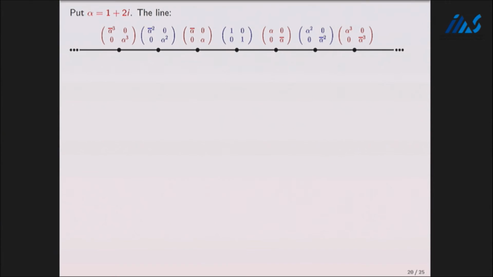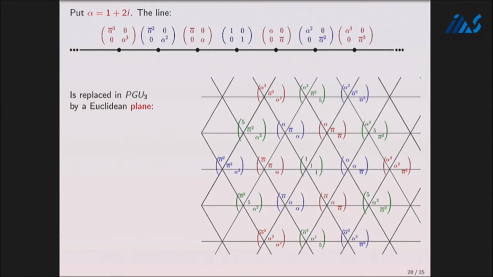And from this point of view, it's nice to see what happens in higher dimension. So this is the line I showed you earlier. I wrote alpha for 1 plus 2i, because then you see that what you have here is alpha and alpha bar. And when you go to PGU3, you just get a plane instead of a line. And you get everything here from the diagonal matrices. The diagonal matrices look like a plane.